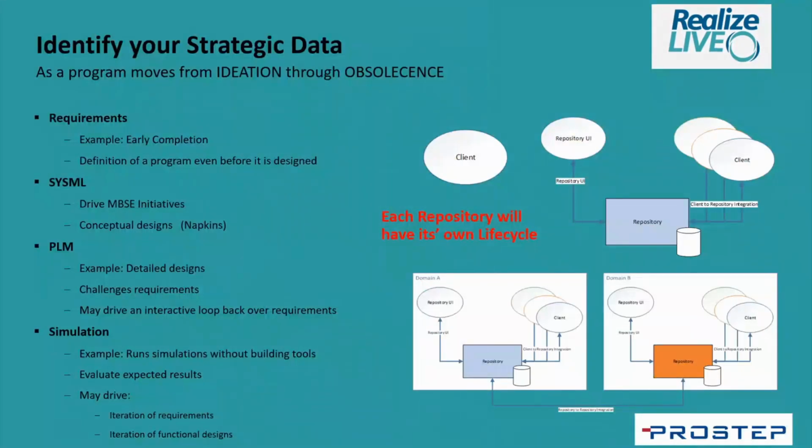Again, I can't stress this enough. Strategic data: you really need to understand your data, and your data may have different life cycles and may change as a program moves from ideation to obsolescence. For example, in ideation, your requirements are pretty rudimentary, pretty basic potentially at the beginning, because you're still defining what you need. You're introducing some SysML, doing some conceptual design. So basically you're still on a napkin. And like I said, you're very early in the process.